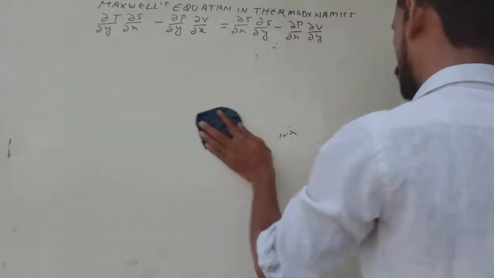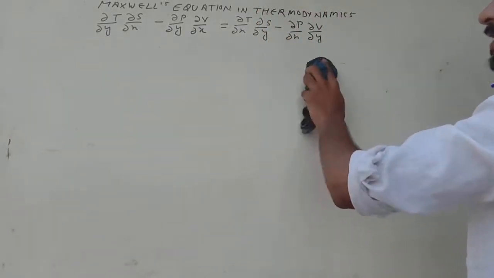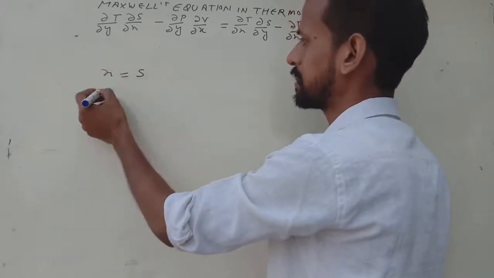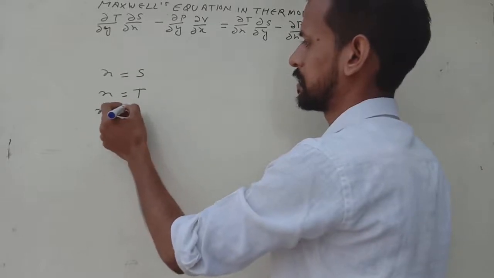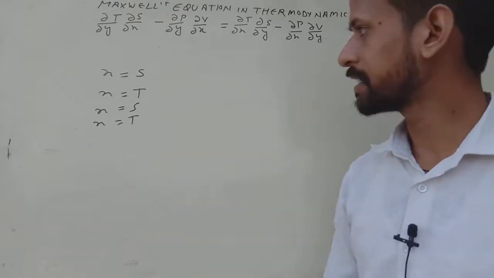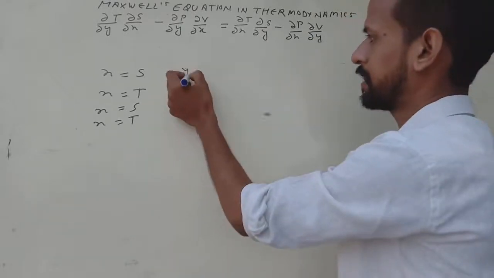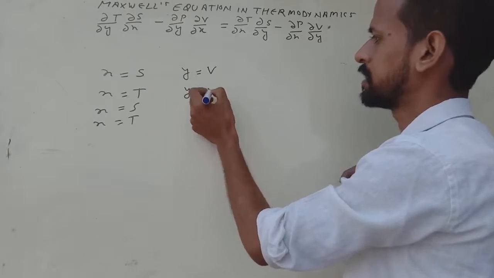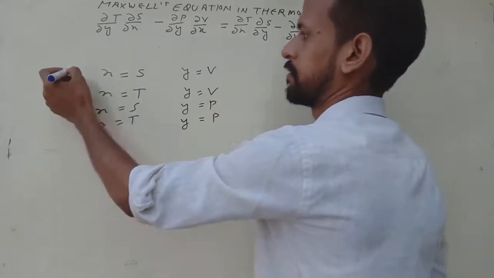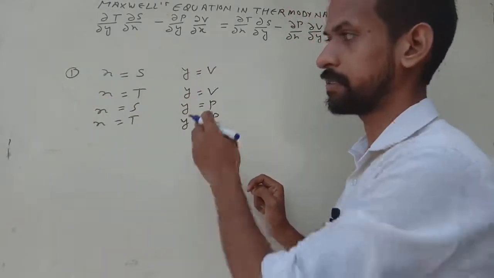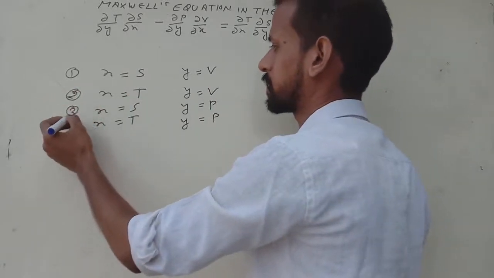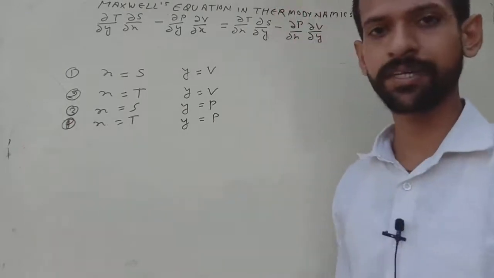And from this Maxwell general equation, we can write the four Maxwell equations by substituting x = s, T, S, T for our convenience, and y = v, P, P. If we write x = s and y = v, then this will become the first Maxwell equation. Similarly, this is for the second Maxwell equation, this is for the third, and this is for the fourth Maxwell equation.